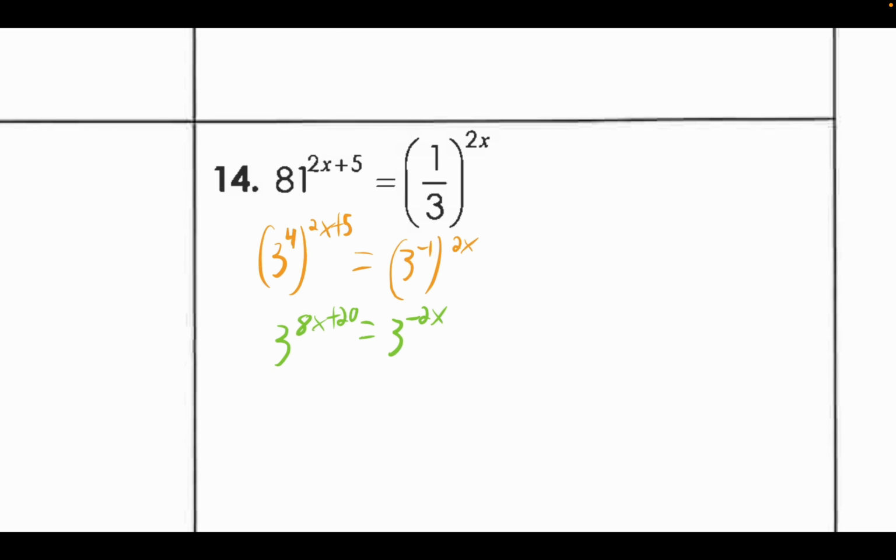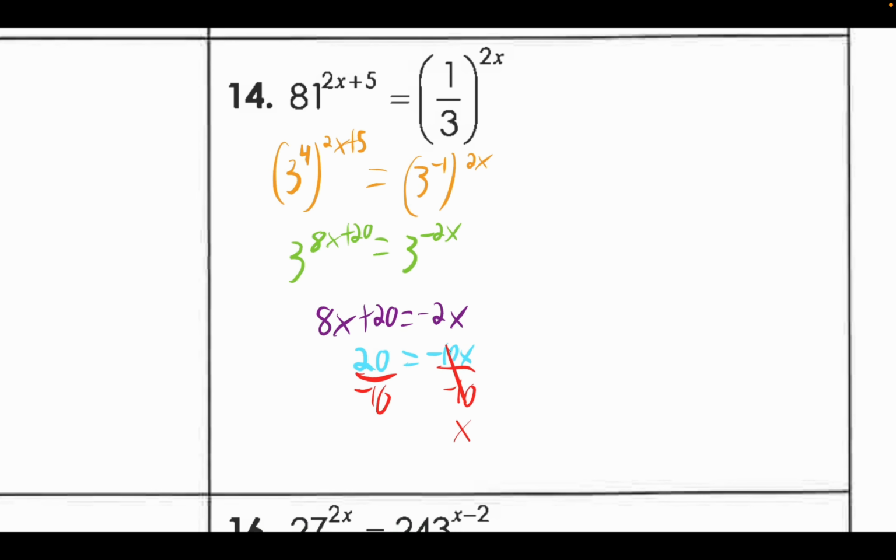And I can set these exponents equal to each other. 8x plus 20 equals negative 2x. If I subtract 8x from both sides, I separate my x's and my constants, and I get 20 equals negative 10x. Divide by negative 10, and I get x to be negative 2.